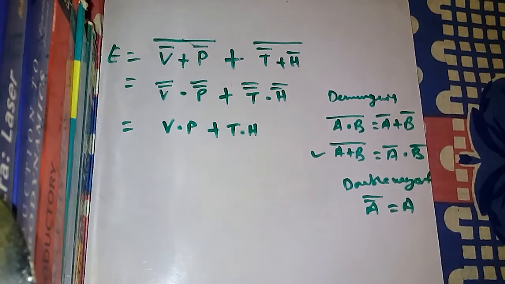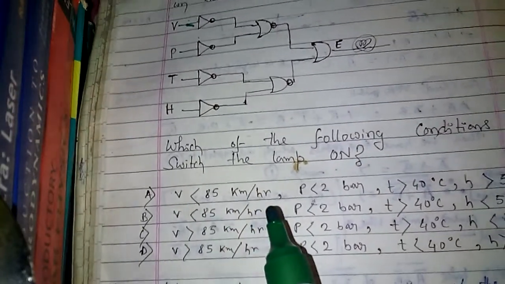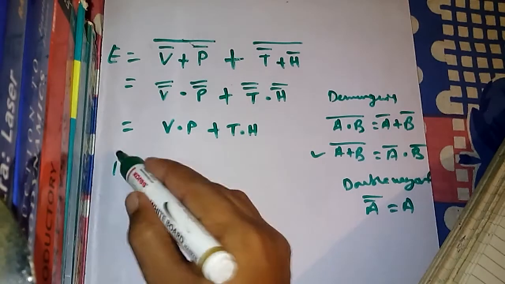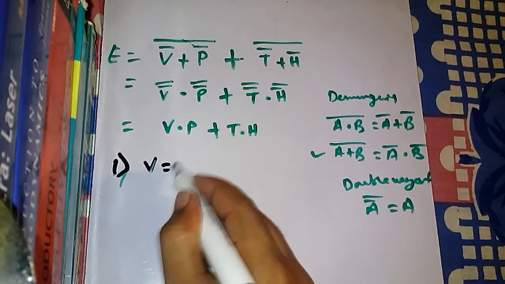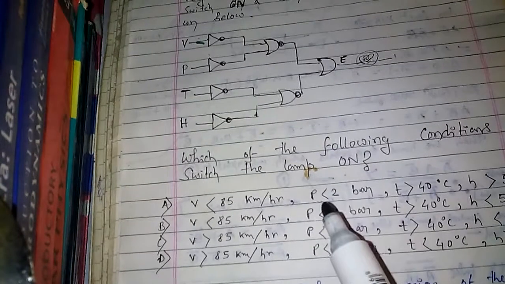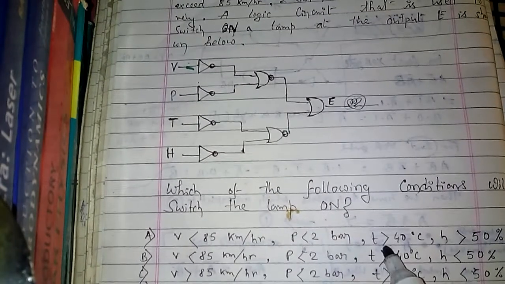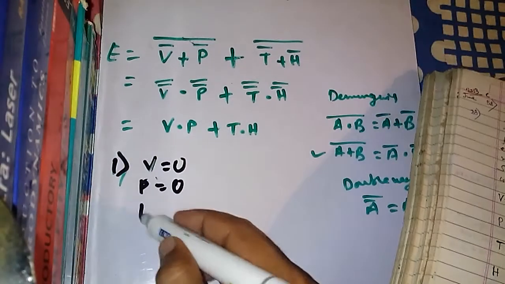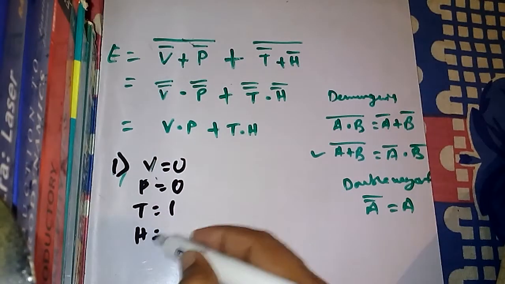Now we will use the first condition. The first condition says that V is less than 85 kilometer per hour, that means V is 0. Because the sensor senses that it is less than 85, it produces a 0 signal, as I had told you. Then P is less than 2, that means P is also a 0 signal. Then it says T is greater than 40 degrees Celsius, that means T is 1, a high signal, and H is greater than 50, that means H is a high signal.